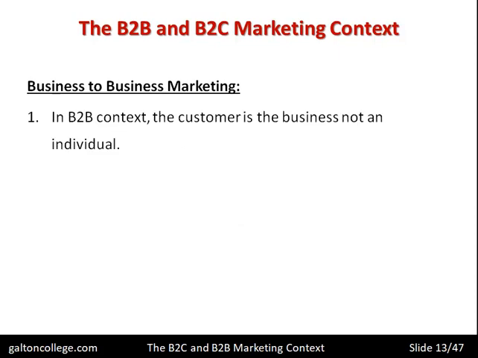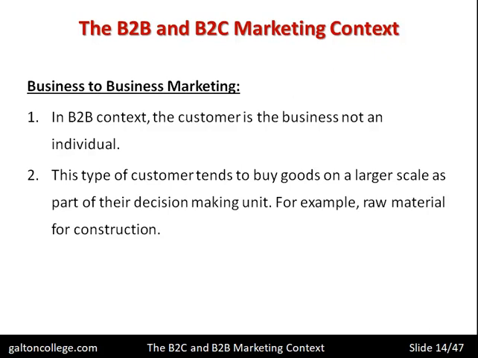Now, business to business marketing. In business to business, in this context, the customer is the business, not an individual. So it's business to business. It's not dealing with an individual customer, it's dealing with a business. So the goods are flowing from one business into another business. They're used as a part perhaps of the production process in the other business. This type of customer tends to buy goods on a large scale as part of their decision-making unit.